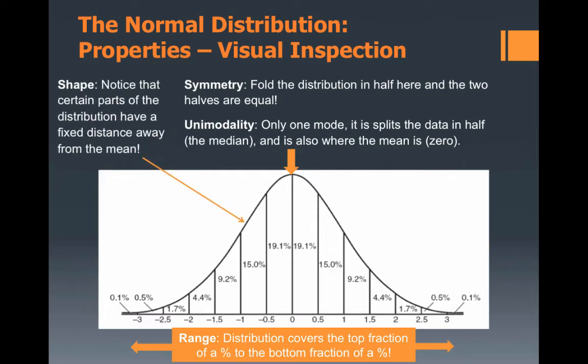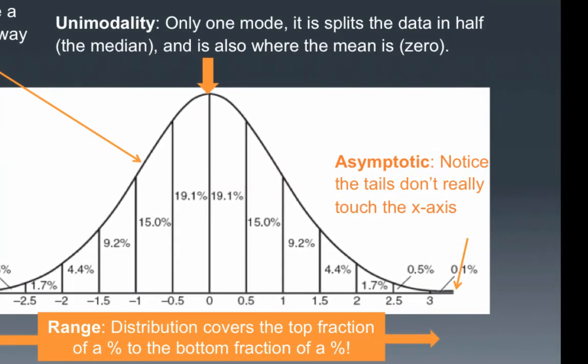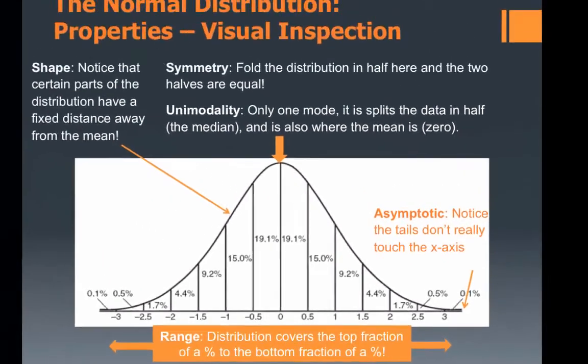We also see the shape, again, bell-shaped. And notice underneath the bell shape that certain parts of the distribution have a fixed distance away from the mean. Again, the mean is going to be the mode, which is the median, right down the middle of the curve. And then asymptotic. Notice again, this line never really touches the x-axis.